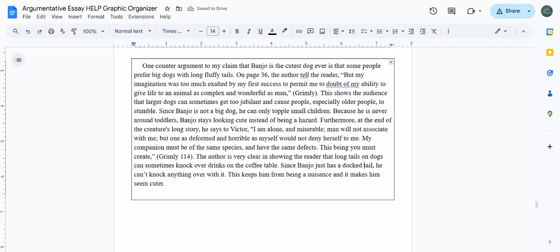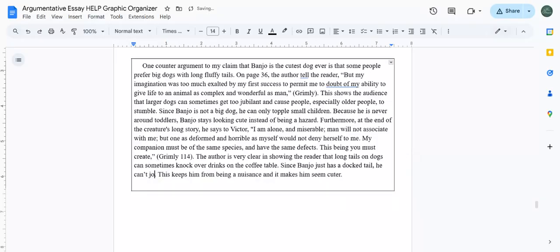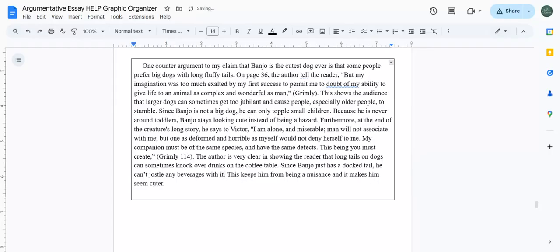You said knock over a lot. He can't jostle any beverages with it. Yeah. This keeps him from being a nuisance. I think that's a good vocab word, so I'm going to keep it. and makes him seem cuter.